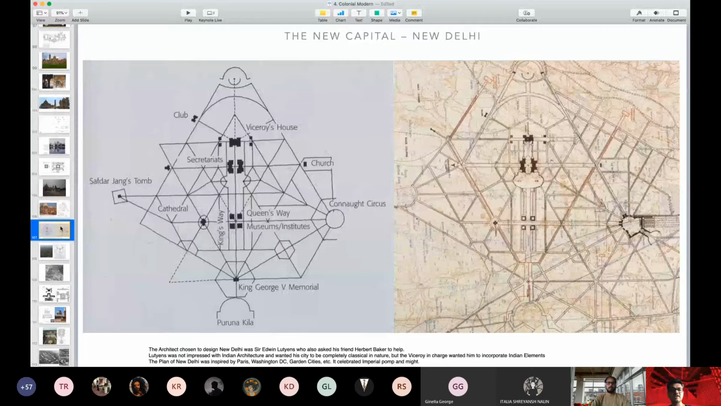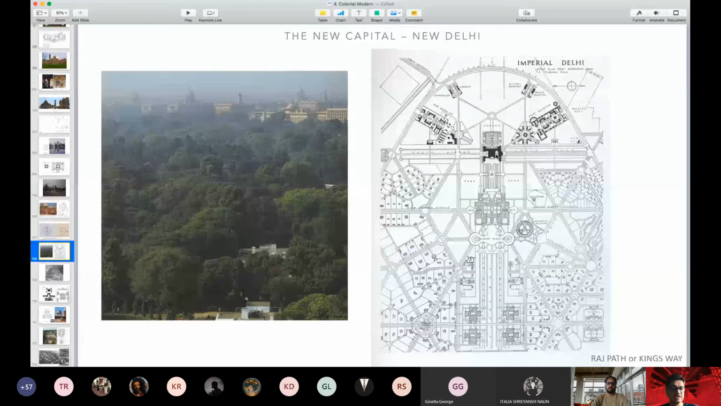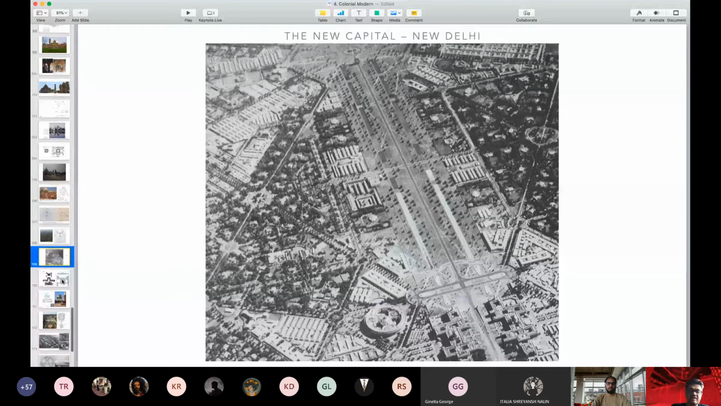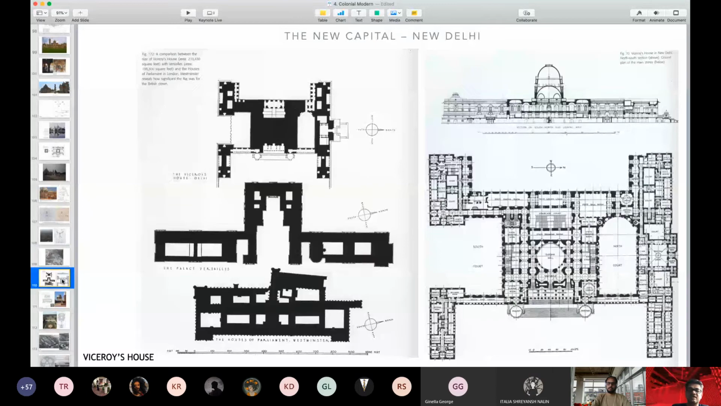The master plan is inspired by cities like Washington, D.C., etc. But it's centered around two axes, what is called Janpath and what is called Rajpath. This is Rajpath. Rajpath starts off at what was the Viceroy's house and shoots out up to what was the Martyrs Memorial. It, of course, then becomes the symbol for our own modern Indian identity as well. Viceroy's house is seen as a palace from where the Viceroy will rule India.